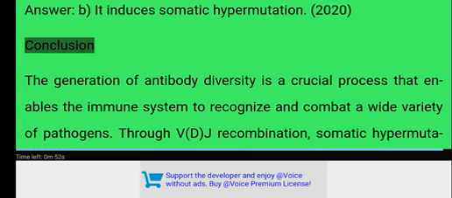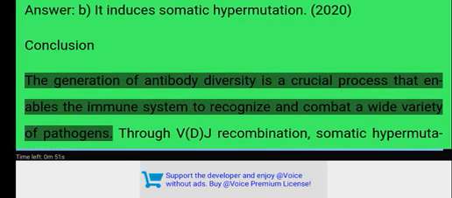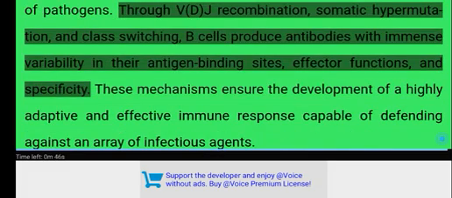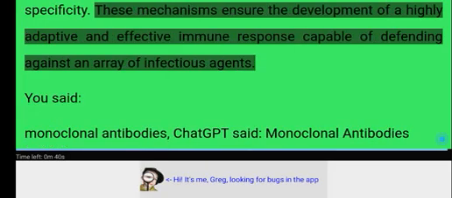Conclusion. The generation of antibody diversity is a crucial process that enables the immune system to recognize and combat a wide variety of pathogens. Through BTJ recombination, somatic hypermutation, and class switching, B cells produce antibodies with immense variability in their antigen binding sites, effector functions, and specificity. These mechanisms ensure the development of a highly adaptive and effective immune response capable of defending against an array of infectious agents.